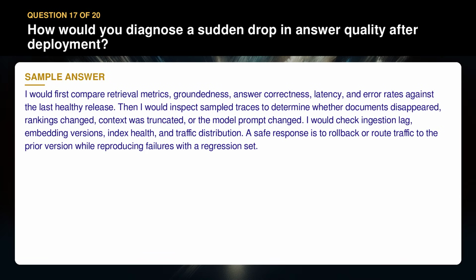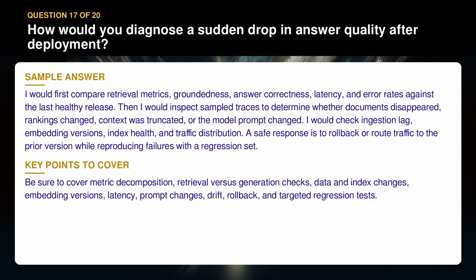I would check ingestion lag, embedding versions, index health, and traffic distribution. A safe response is to roll back or route traffic to the prior version while reproducing failures with a regression set. Be sure to cover metric decomposition, retrieval versus generation checks, data and index changes, embedding versions, latency, prompt changes, drift, rollback, and targeted regression tests.